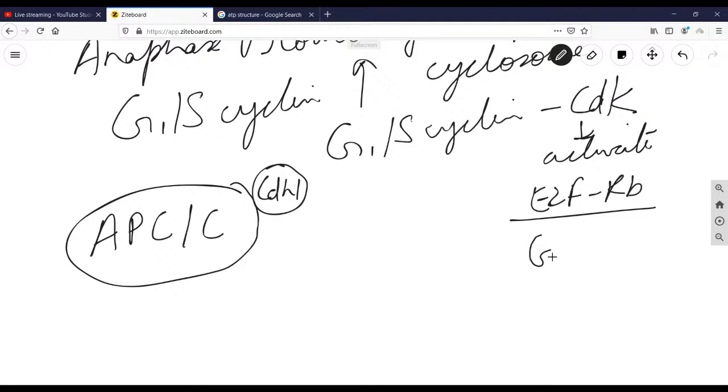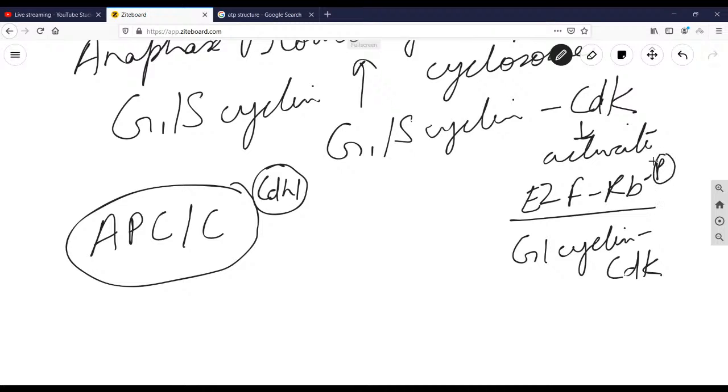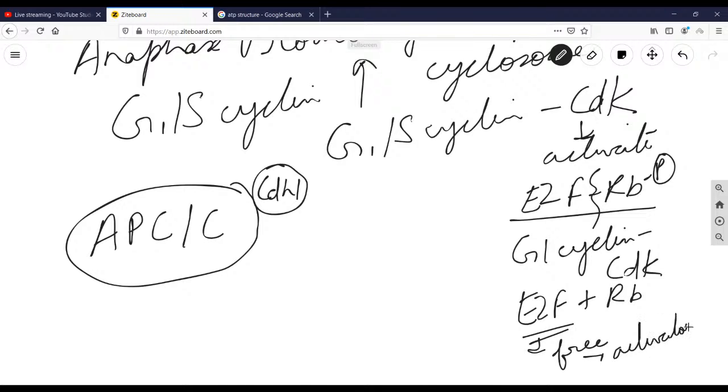In that case, the G1 cyclin-CDK phosphorylated this one and this got dissociated. It became E2F plus RB. Now E2F was completely free. Free means it acted as an activator, and RB was phosphorylated, so it could not remain associated with E2F.